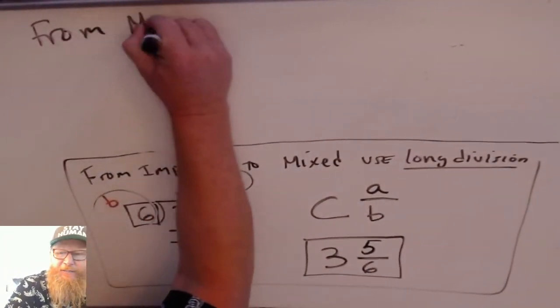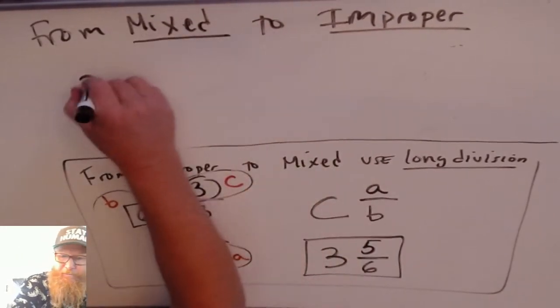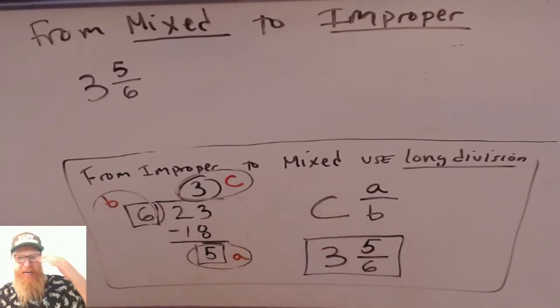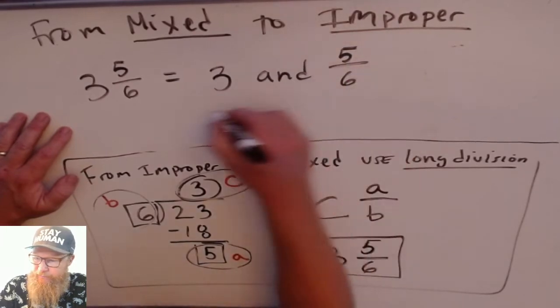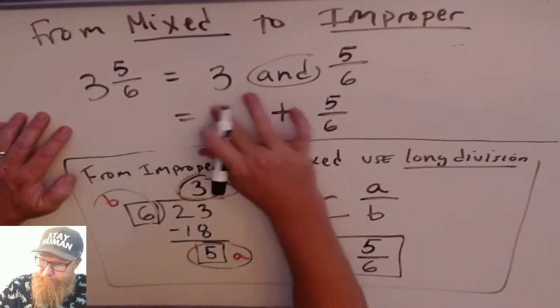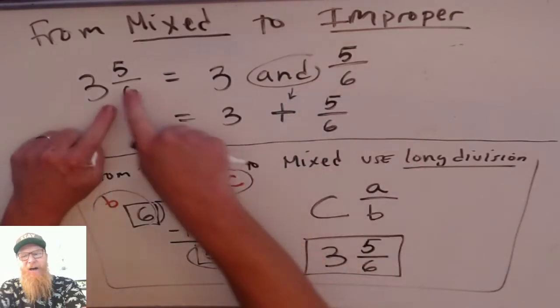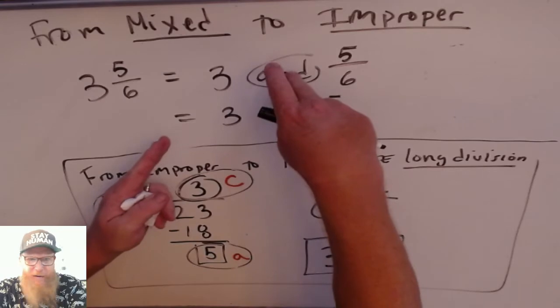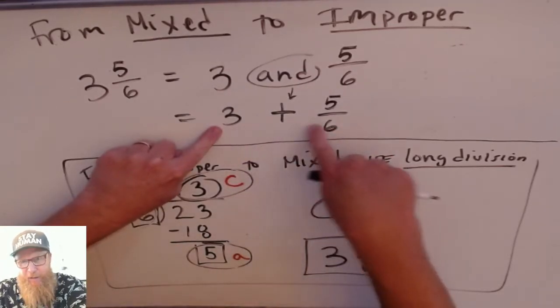To go from mixed to improper, now I'm intentionally using the same problem since we already know what we should get, right? We better get 23 over 6, otherwise we did something wrong. First thing you do is rewrite it as "and." And means plus. Oftentimes we skip this. I said that earlier, you don't actually have to write the word "and," but in this presentation, I'm writing it so that you know that "and" means plus. So this means 3 plus 5/6.